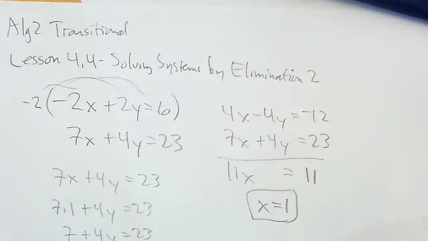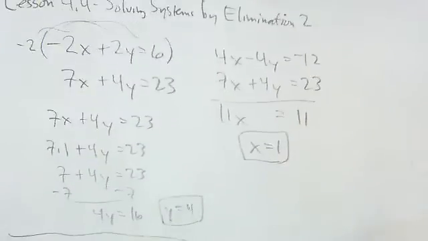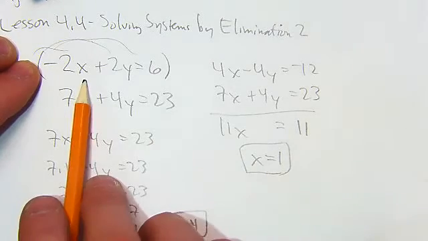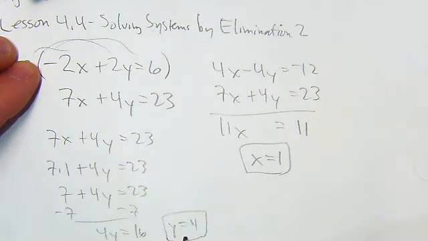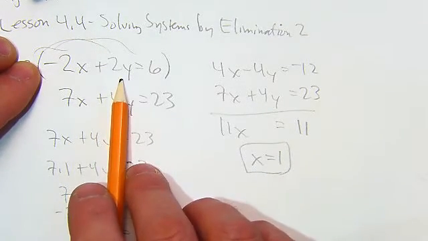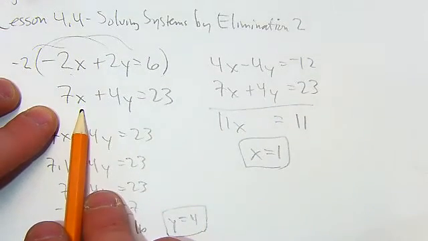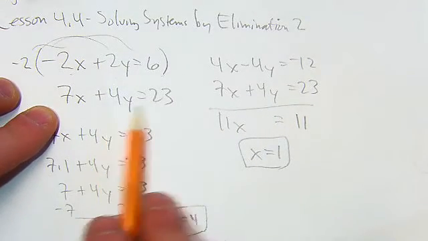Okay, to check that, you could plug it back in. Sorry, y equals 4. You could plug it back into both equations, make sure it works. If I plug in x is 1 here, I get -2 plus 4. -2 plus 4 is 6. And then I can check it here. Plug in 1 there, get 7 plus 16 is 23.